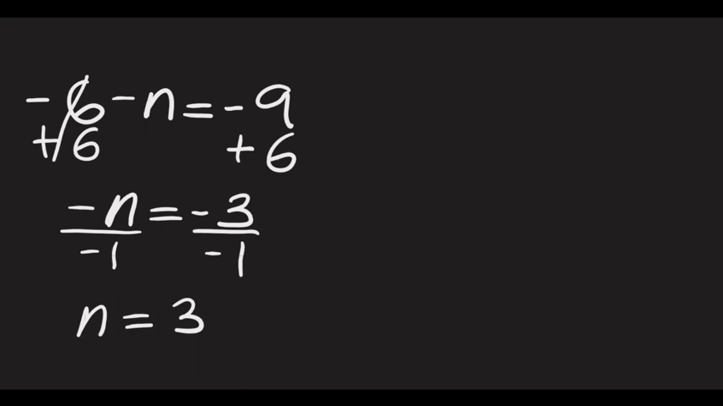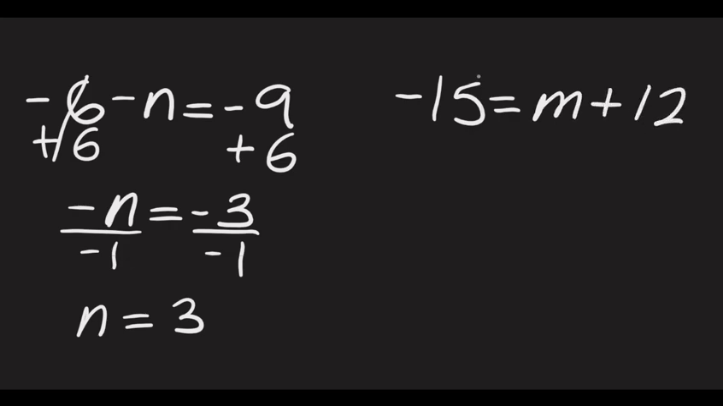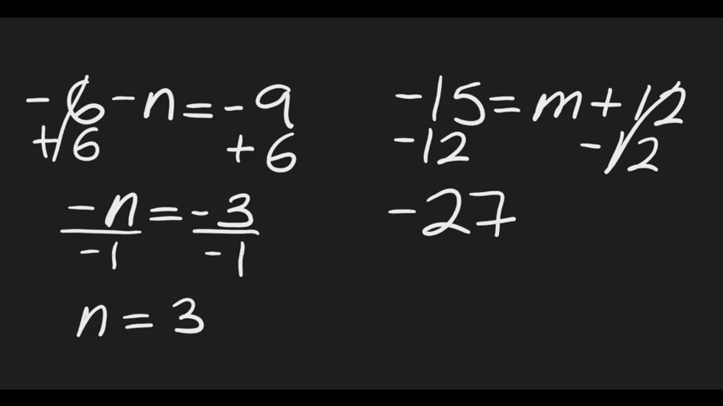The last one-step equation that we're going to work on is negative 15 equals m plus 12. In order to get m by itself, we have to subtract 12 on both sides. Negative 15 minus 12 is negative 27, and this is going to be equal to m. Now we're going to start with two-step equations.